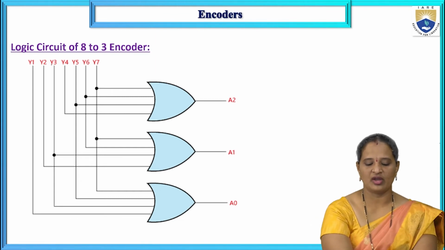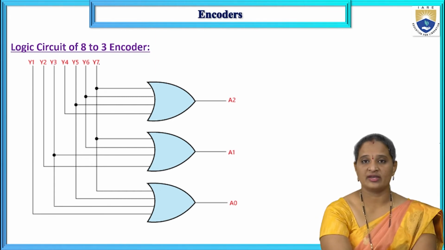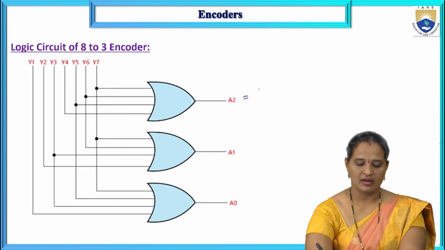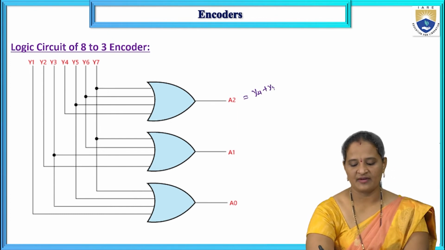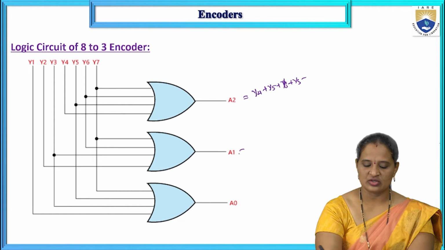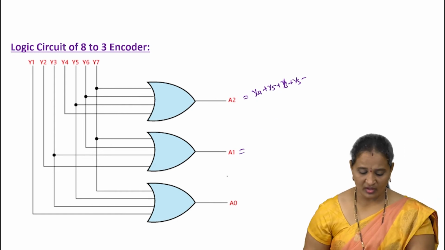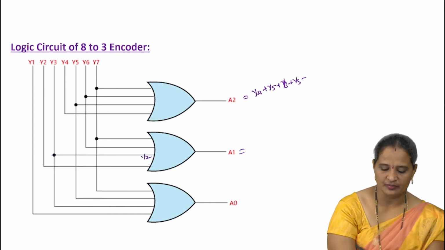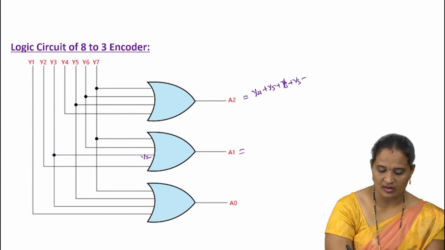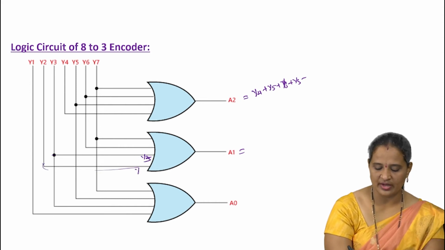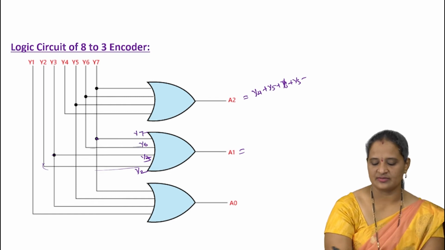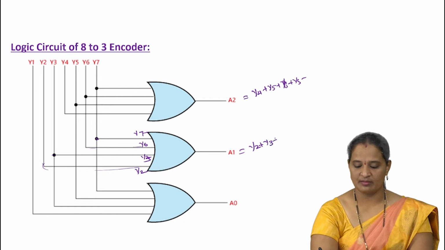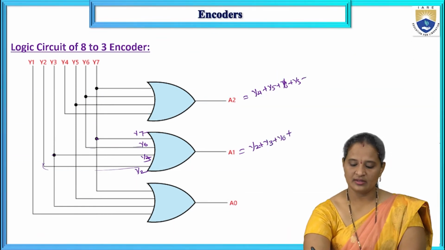So I am taking Y1, Y2, Y3, Y4, Y5, Y6, Y7. A2 is equal to Y4 plus Y5 plus Y6 plus Y7. And similarly, coming to A1, let us see the equation: Y2, Y3, Y6, Y7. So this is Y2, sorry, this is Y3, and this one is Y2, and this one is Y7, and this is Y6. So A1 is Y2 plus Y3 plus Y6 plus Y7.